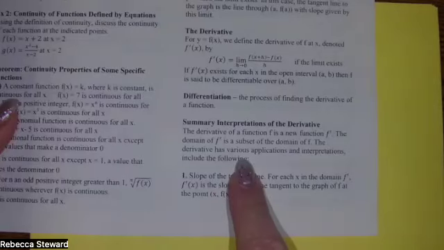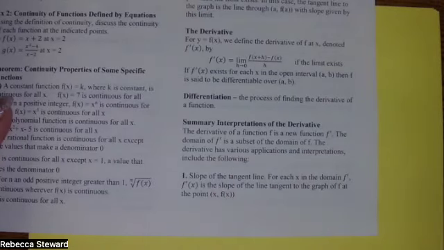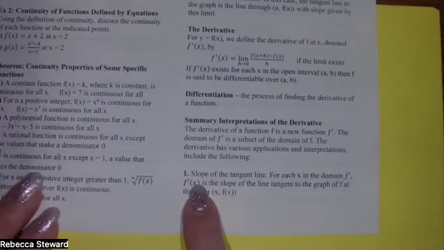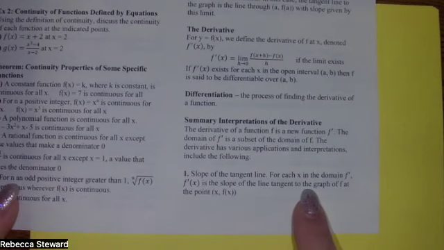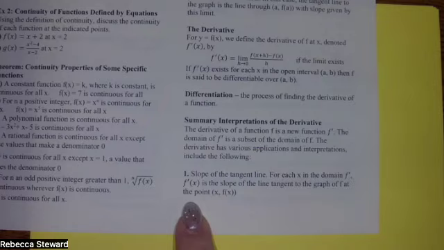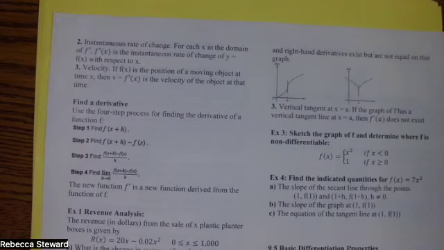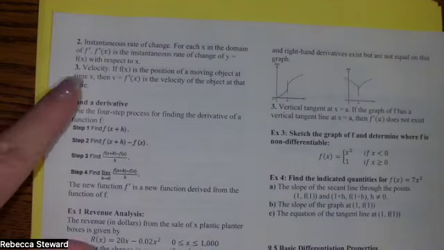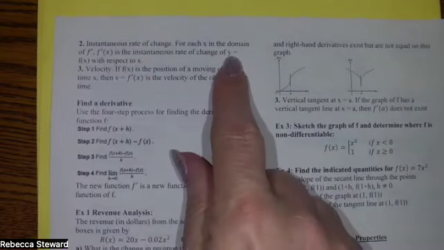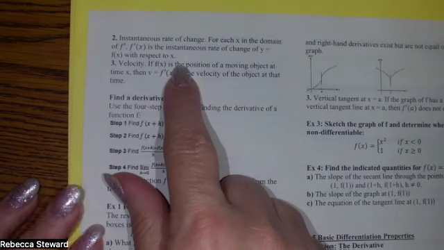The derivative has various applications and interpretations, including the following. We have the slope of the tangent line: for each x in the domain of that derivative, the f prime function is the slope of the line tangent to the graph of f at the point x, f of x. And then the instantaneous rate of change: for each x in the domain of f prime, it is the instantaneous rate of change of y equal to f of x with respect to x.